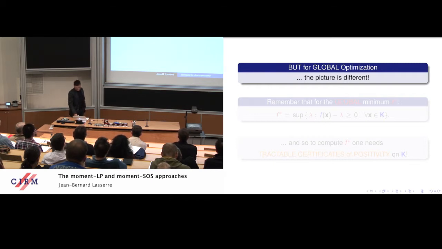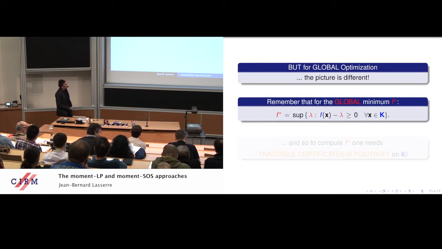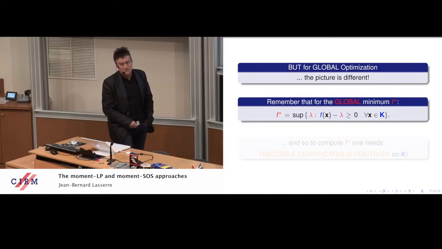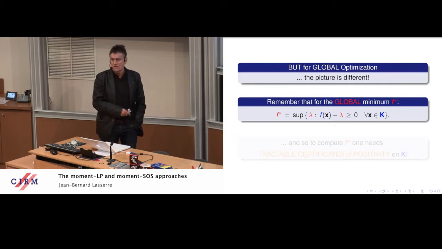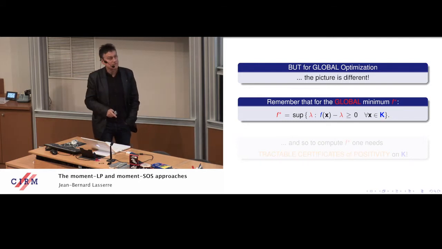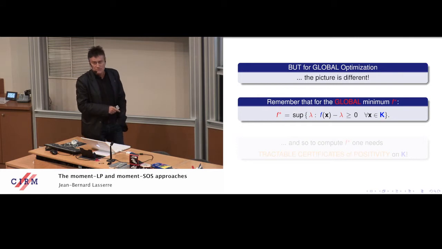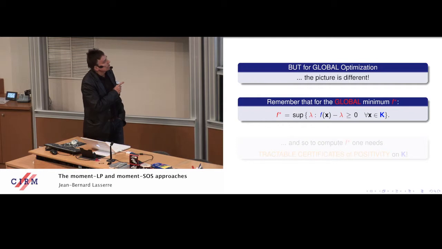Now, if you think about global optimization, the picture is different. Because remember that in global optimization, a rephrasing of the problem is that you want to compute f star, which is just like you want to maximize lambda, so that f minus lambda is non-negative for all x belonging to K. So this is just a rephrasing of your problem. But it's very important because it tells you that the global minimum, this is one characterization of the global minimum, which is not valid for a local minimum. This is only true for the global minimum.